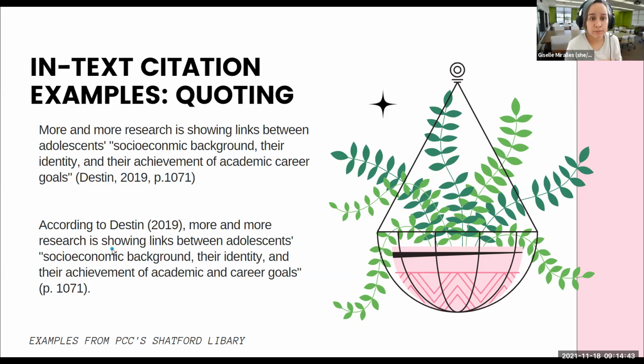So the difference here is that because the author's name is mentioned, the year is placed after the author's name, and then the page number comes at the end. So both are correct. It just depends on your writing style and what you prefer to use when you are writing these in-text citations.